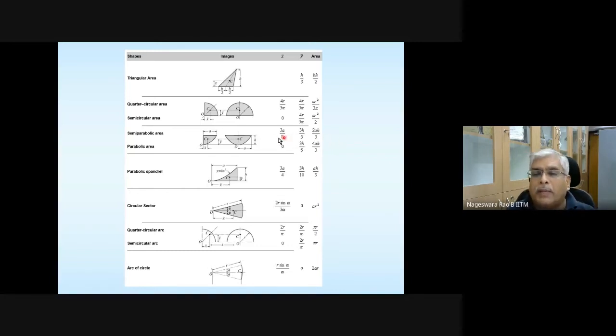So please take a note of it, because we don't require the 3A divided by 8, but we require the 3H divided by 5 and 2AH divided by 3. Okay, please take a note of it. 3A divided by 8 is the CG location along the horizontal axis, 3H divided by 5 is the CG location along the vertical axis, and the area is 2AH divided by 3.